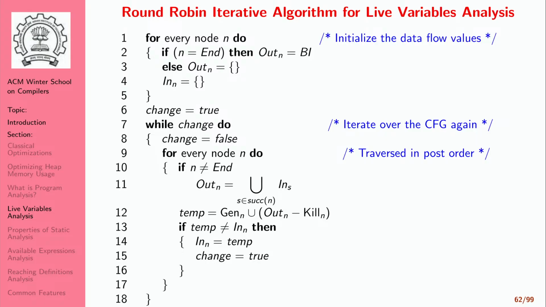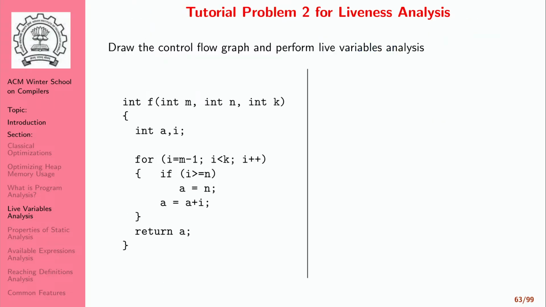So this is the algorithm that you were using intuitively. I did not show you the algorithm before. I just wanted you to discover it on your own, right? So this is what we do in solving data flow analysis. Okay, another tutorial problem. Draw the control flow graph and do live variables analysis for this tutorial problem. I'm going to make you solve lots of problems, so you have to work them out.